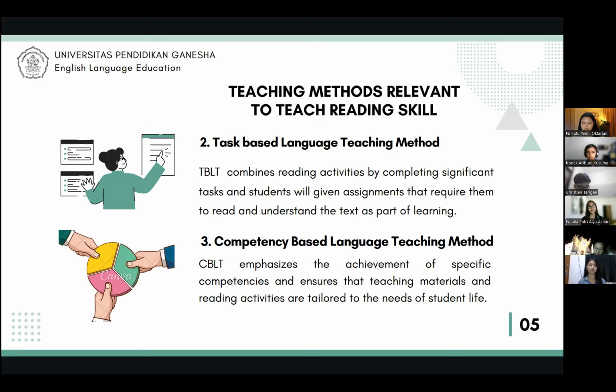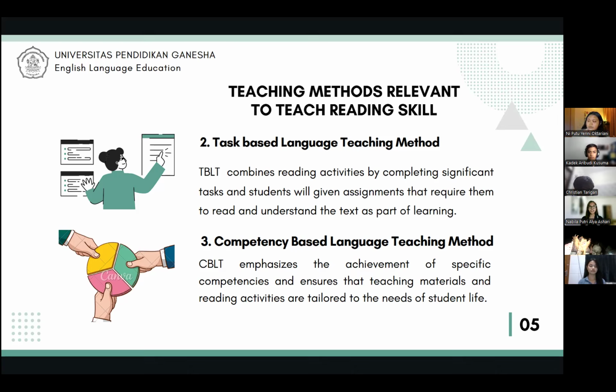For example, students read a fiction narrative text and then they're assigned to make a summary or try to analyze the structure or the elements that exist in the story. So this makes reading activities more contextual and relevant and also result oriented.